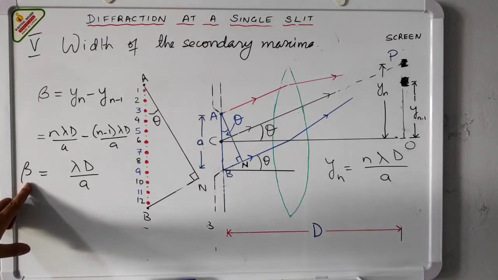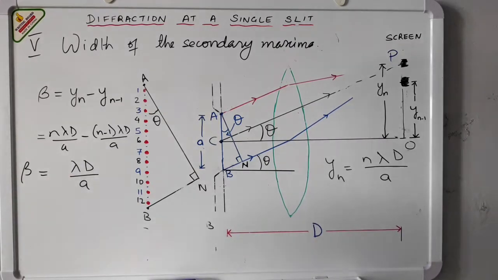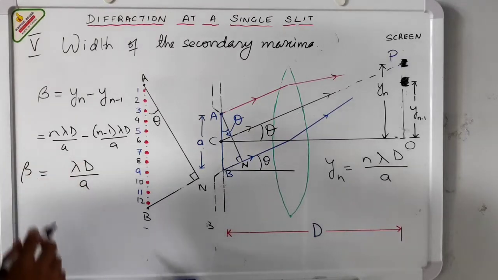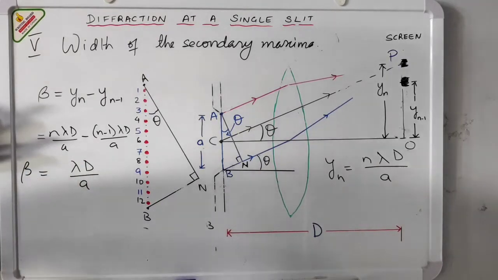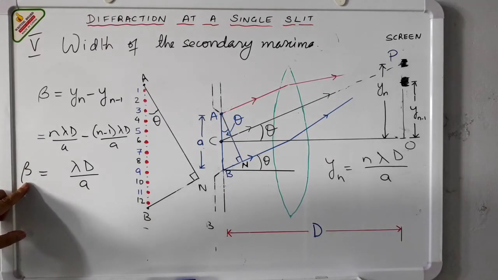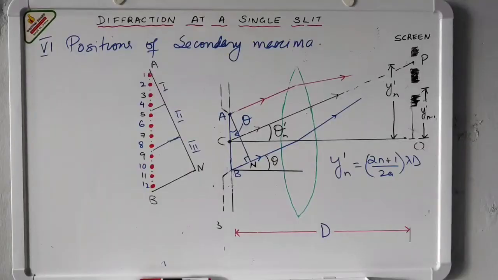Since the width of the secondary maxima is independent of n, they are of equal width. Okay, the secondary maxima are of equal width, same width, equal to lambda d by A.